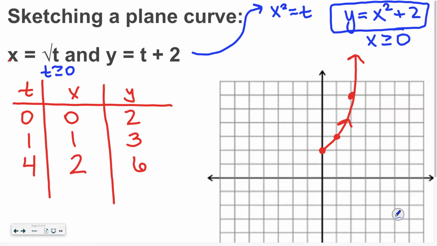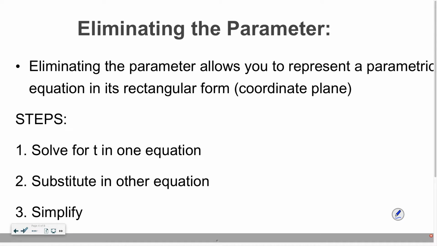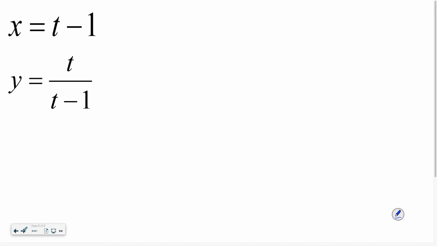All right, two more examples, at least as a class. Go ahead and write this down.